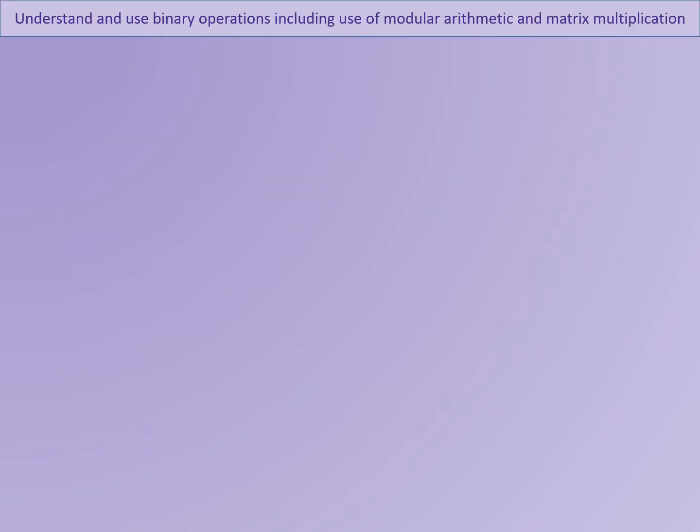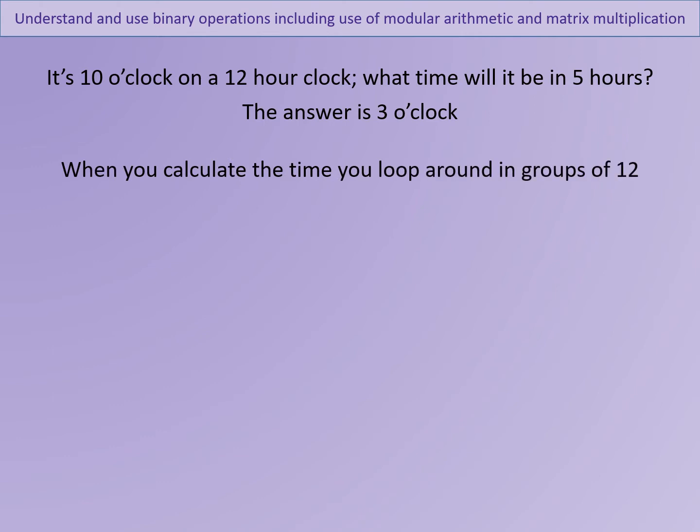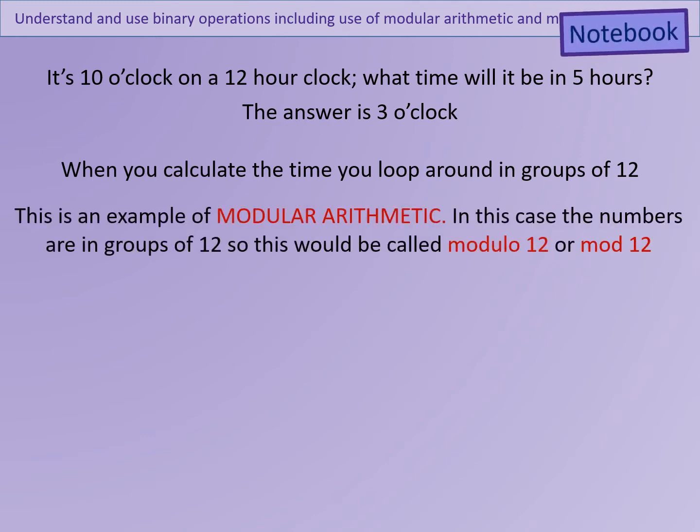We're now going to introduce the concept of modular arithmetic. So imagine that it's 10 o'clock. What time would it be in 5 hours if we were working in the 12-hour clock? So adding 5 hours onto 10 o'clock would bring us to 3 o'clock. So what has happened here is that we've looped around in groups of 12 and then gone back to the start. So this idea is linked to the topic of modular arithmetic.